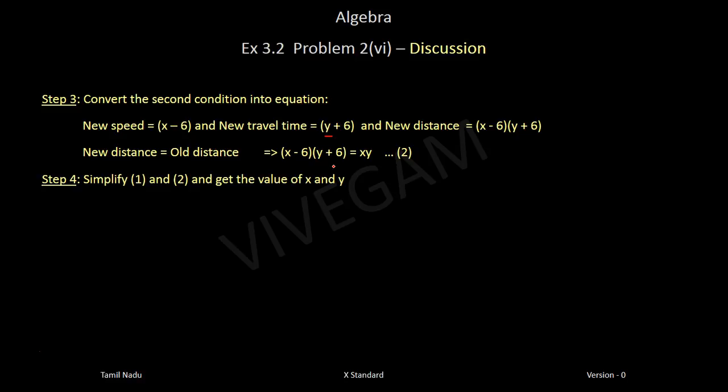Solve equations 1 and 2 and get the value of x and y. Once you have the value of x and y, we can calculate the distance using x and y, which is nothing but x into y. Speed into time is the distance. Okay. So what I suggest is pause the video here and try to work this problem on your own, and on completion please come back and check your working against our solution.